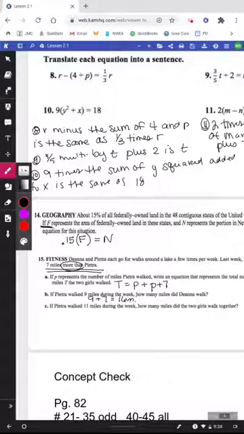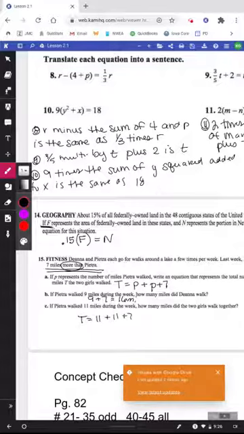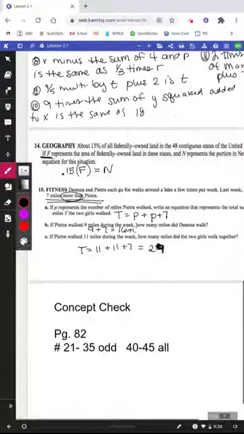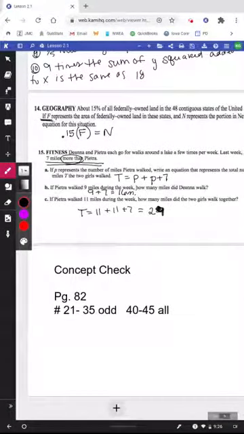If Petra walked 11 miles during the week, how many miles did the two girls walk together? So for the total, I would do 11 plus 7. And that would give me 28. Nope, 29. 11 plus 11 is 22, plus 7 is 29. And there's your concept checked.